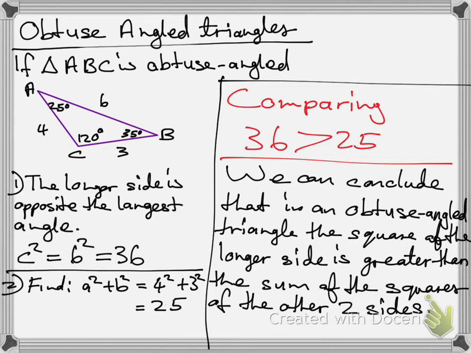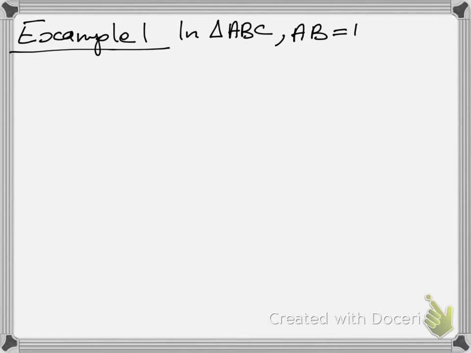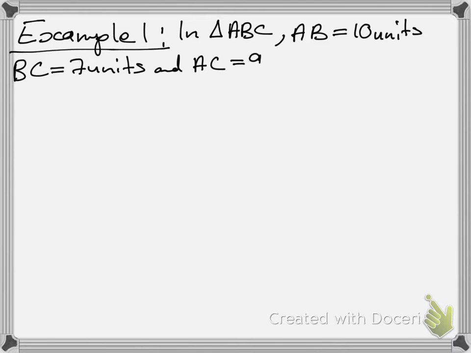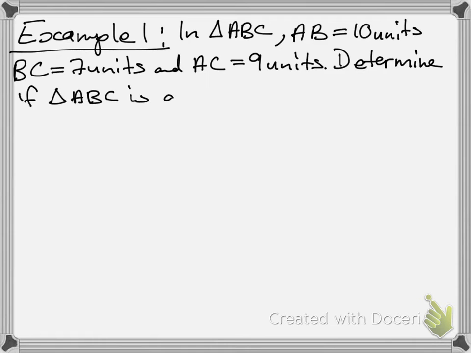Right, let's do some examples. So let's say you are given an example. They say that in a triangle ABC, side AB is equal to 10 units, side BC is equal to 7 units, and side AC is equal to 9 units. And they say, determine if the triangle ABC is an acute angled triangle or an obtuse angled triangle.